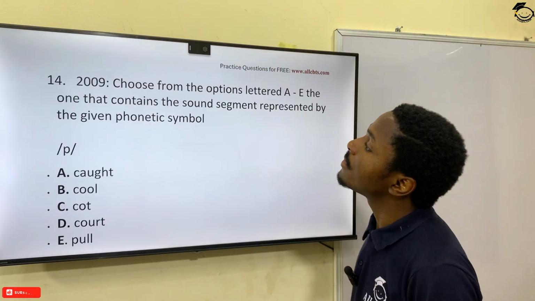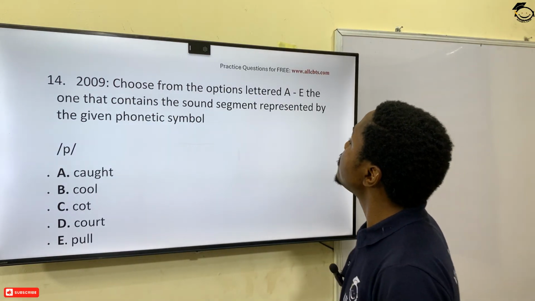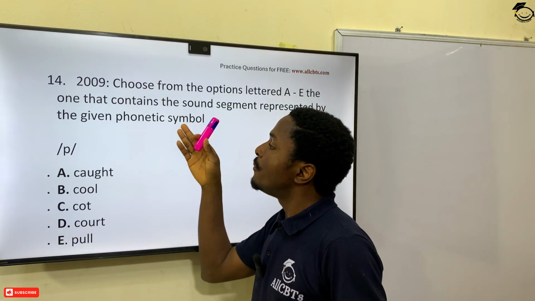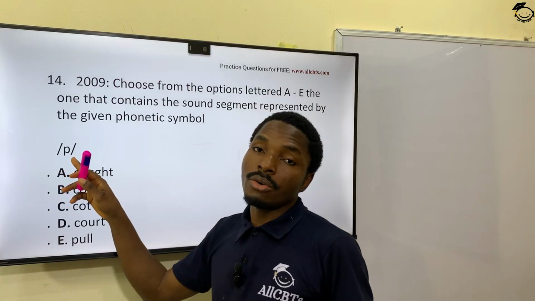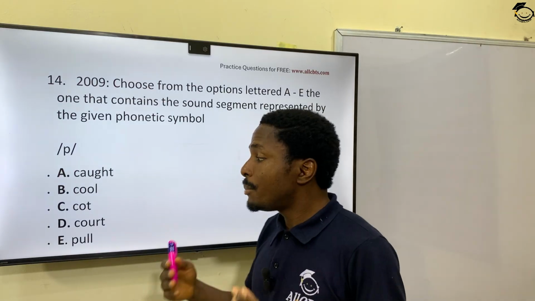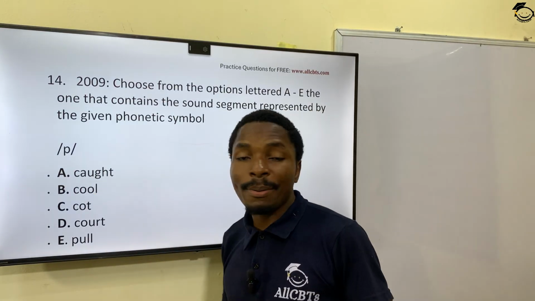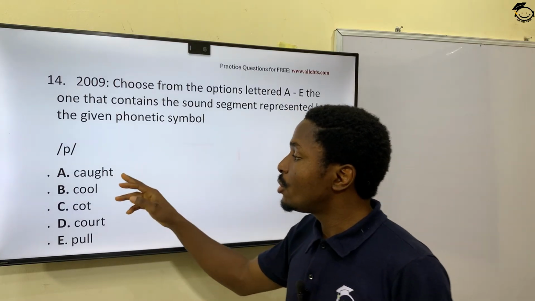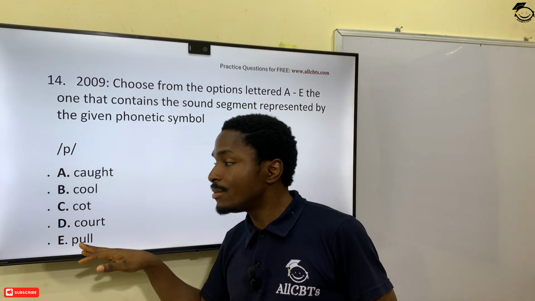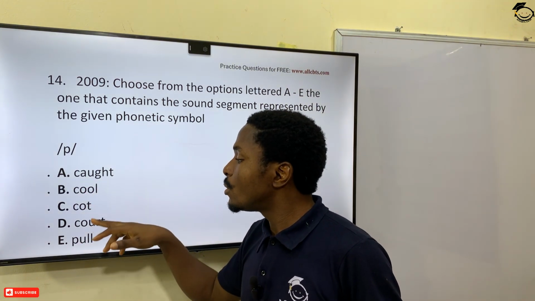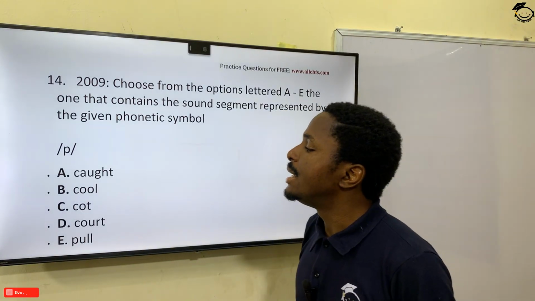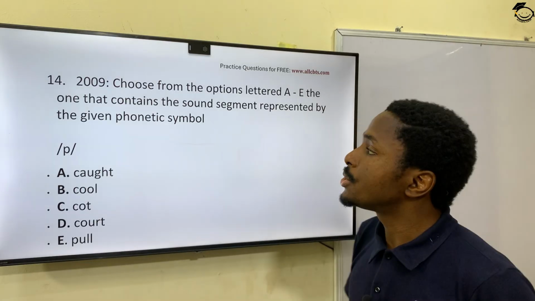Question 14 from 2009. Choose from the options that are A to E, the one that contains the sound segment represented by the given phonetic symbol. What is this symbol? It's a straight sound. So which of these has it in it? You have cut. It's not there. Cool, cut, and then you have pull. So it's in the last one, the E. E is the correct option.